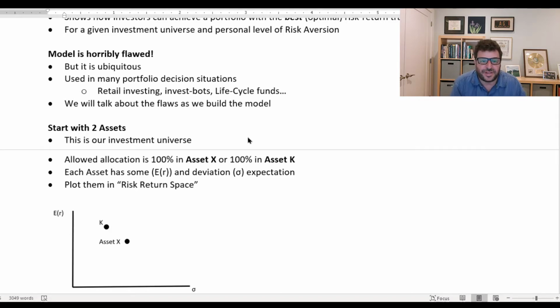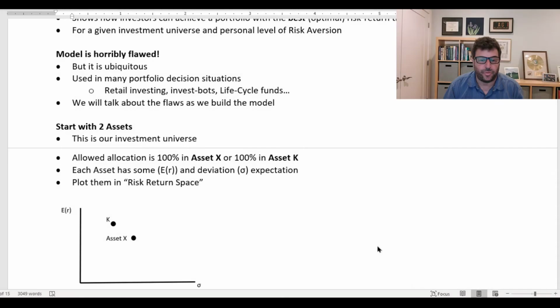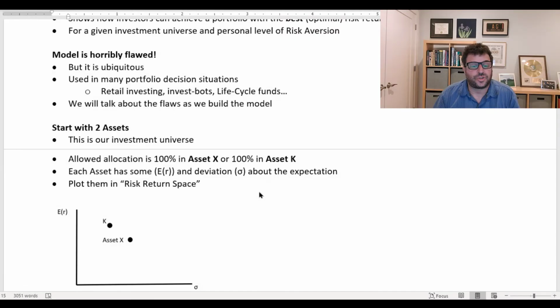Lots of retail investing, lots of investment apps, life cycle funds. But as flawed as it is, it still gives a really good understanding of the risk-return trade-off that we all face as investors and that all investors are going to face. So we will proceed through Chapters 6 and 7, building this model, fully understanding the flaws, but also understanding how ubiquitous this model is. We'll start with our simplest investment universe.